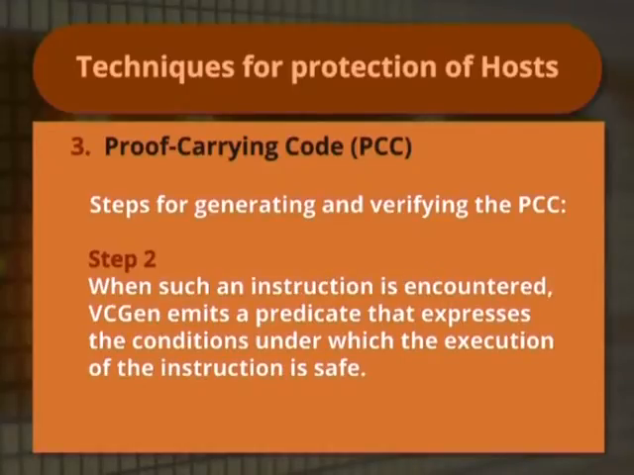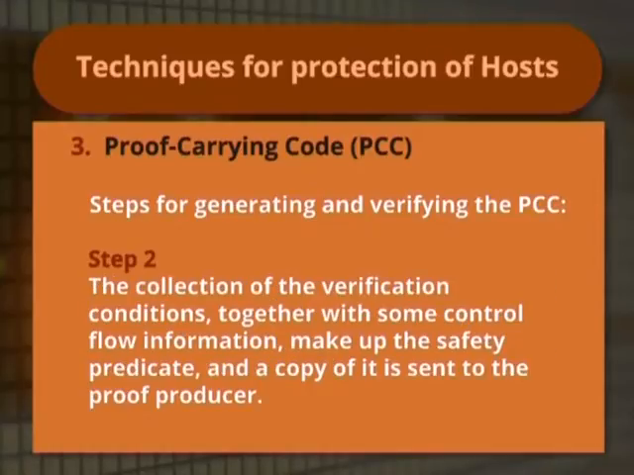When such an instruction is encountered, VCGen emits a predicate that expresses the conditions under which the execution of the instruction is safe. The collection of the verification conditions together with some control flow information make up the safety predicate, and a copy of it is sent to the proof producer.